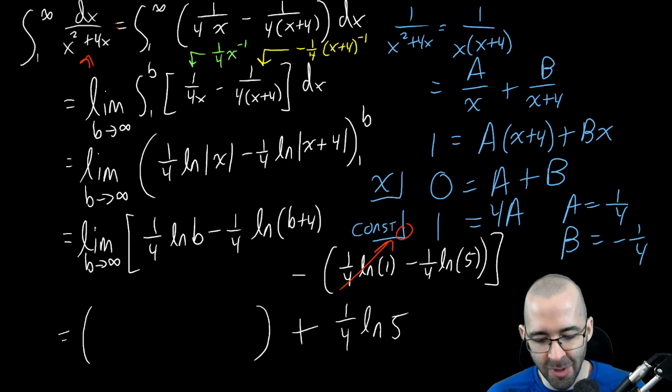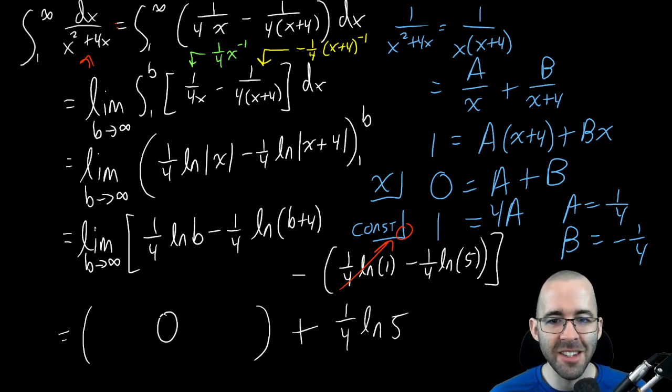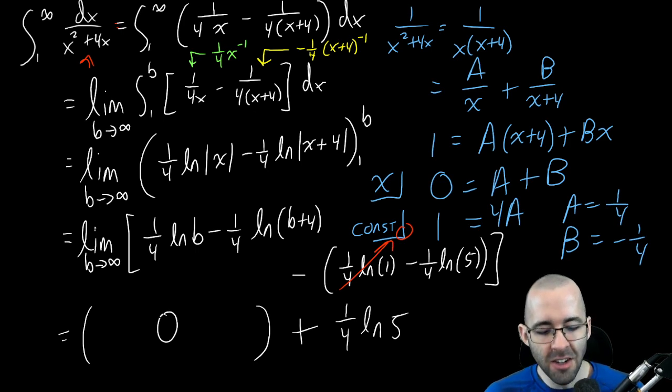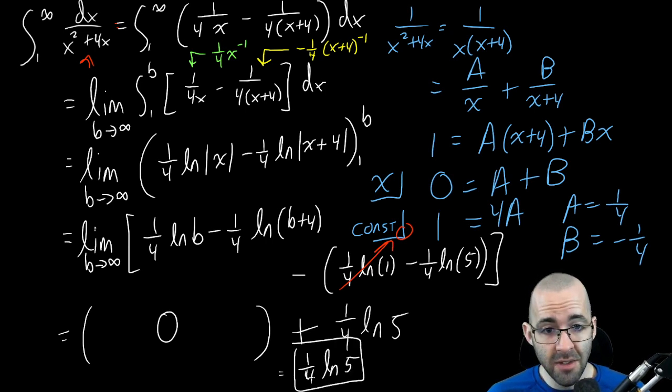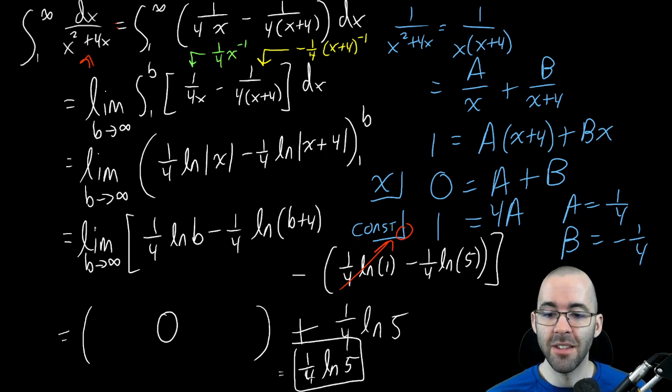All right, the 0 looks really weird when I write it like that. I gave myself too much space. So this integral really does just converge to 1/4 natural log of 5. This better be a positive number, and it better be smaller than 1.